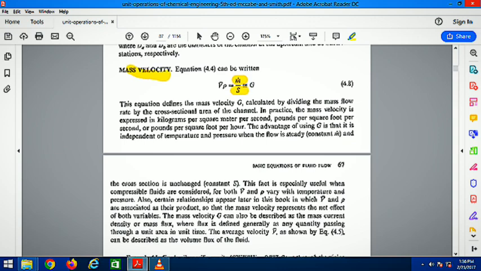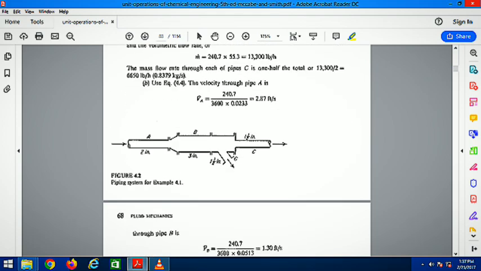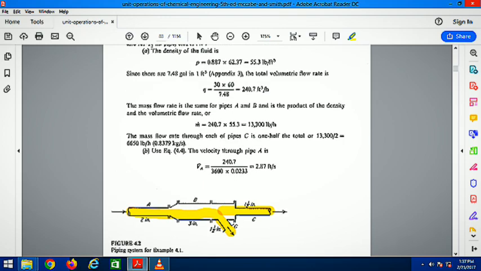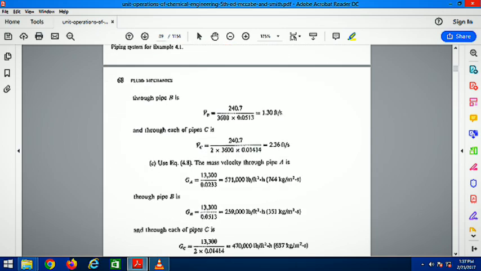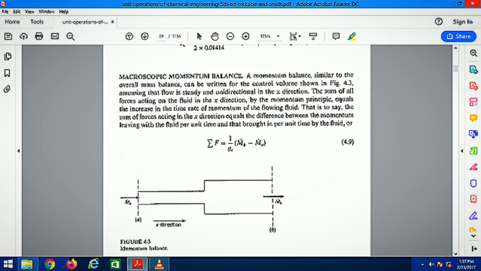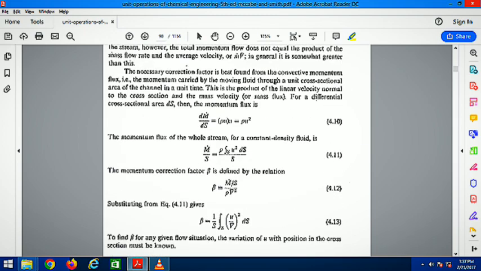So mass velocity is mass upon time upon area, denoted by G. In this example, we have mass entering and dividing into two streams. So just put the mass balance, volumetric mass flow rate, and next we have the momentum balance.